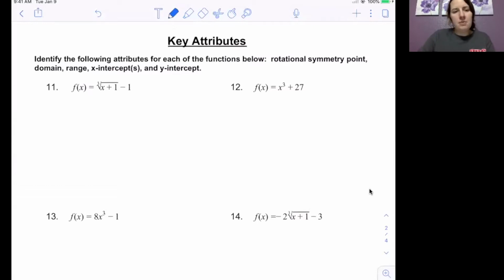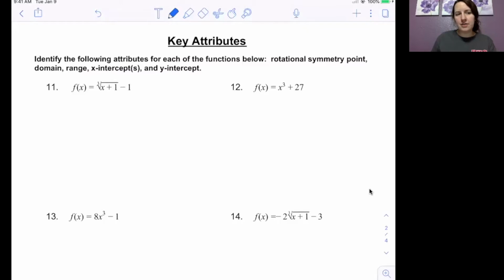The last part of our lesson that we're going to visit today is the key attribute section for our cubic and cube root functions. So we're going to talk about how to find each of the attributes by hand, but then of course you could also graph them and use Desmos to find them as well. So the first function I have is cube root of x plus 1 minus 1.